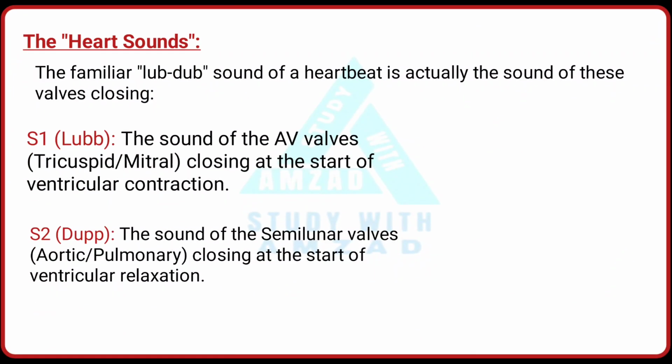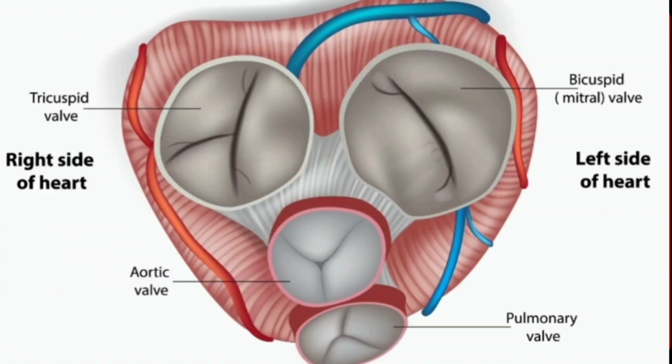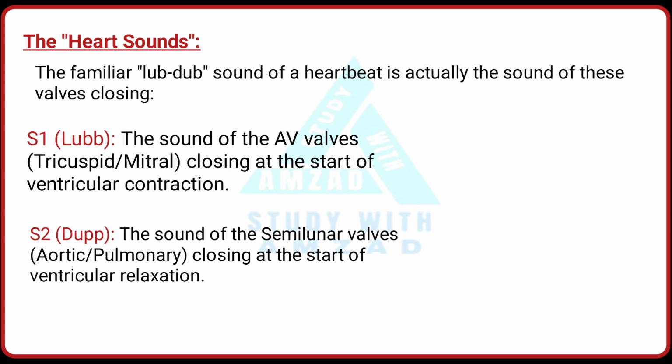The heart sound, the familiar loud lub-dub sound of a heartbeat, is actually the sound of these valves closing. S1 indicates lub and S2 dub. Lub is the sound of the AV valves, tricuspid and mitral, closing at the start of ventricular contraction. S2, dub, is the sound of the semilunar valves, aortic and pulmonary, closing at the start of ventricular relaxation.